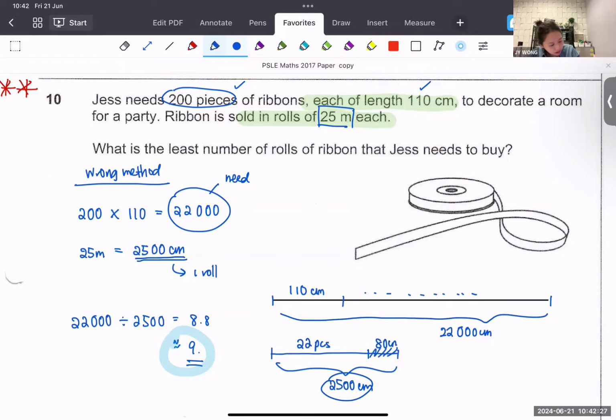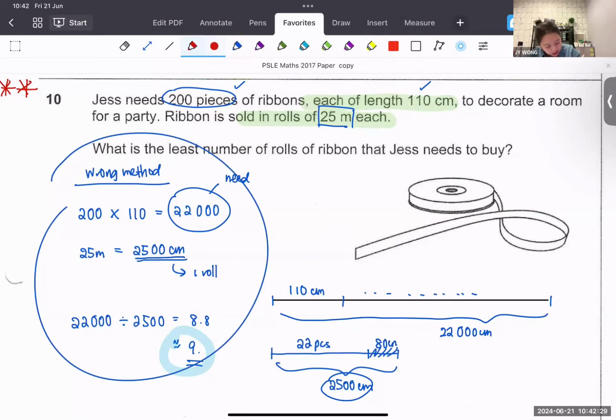So if you do by this method here, you're telling me that this 80 cm will combine with another 80 cm and then you can cut it to form 110, which is 1 ribbon. So you're cutting up the remaining pieces of 80, 80, 80 and joining them to make, okay, complete pieces of ribbon. Is that possible? No, they want 200 pieces of ribbon. You cannot cut and paste one.